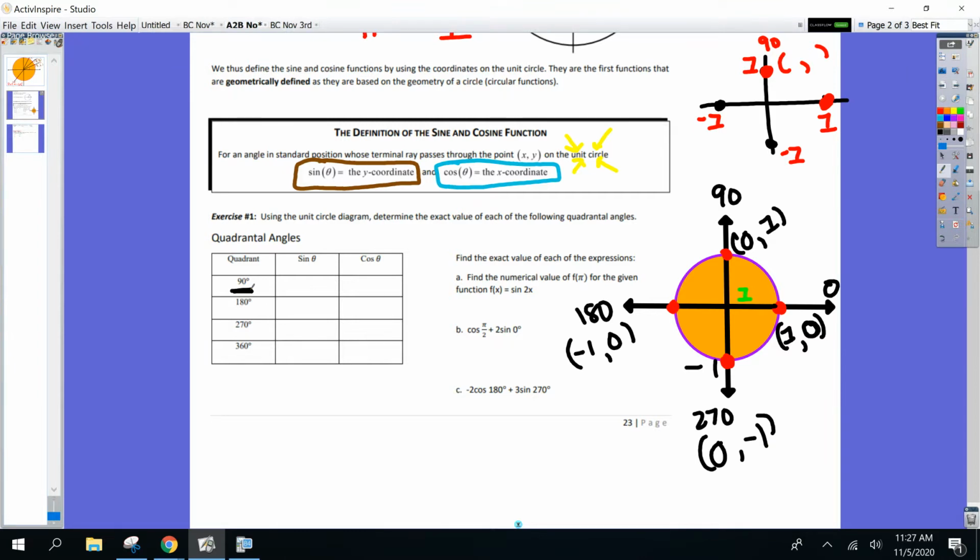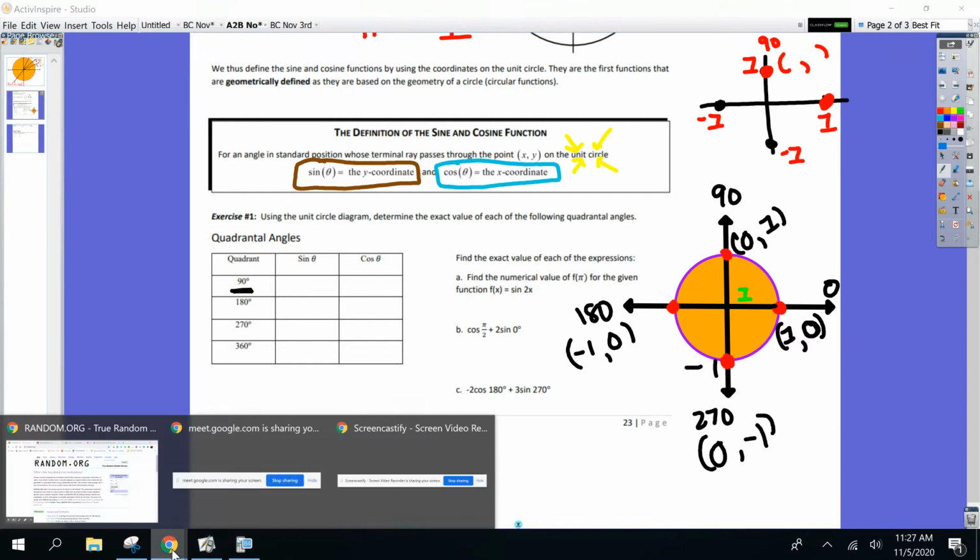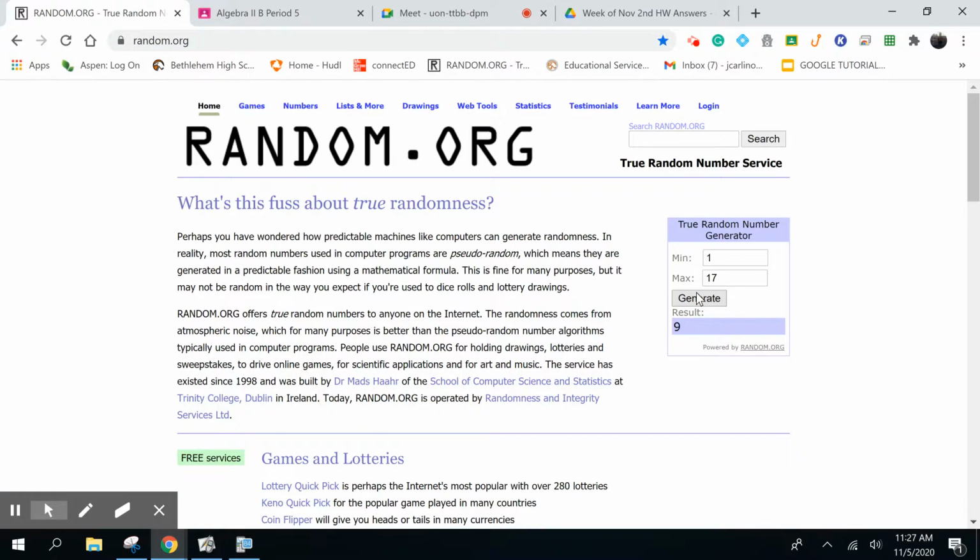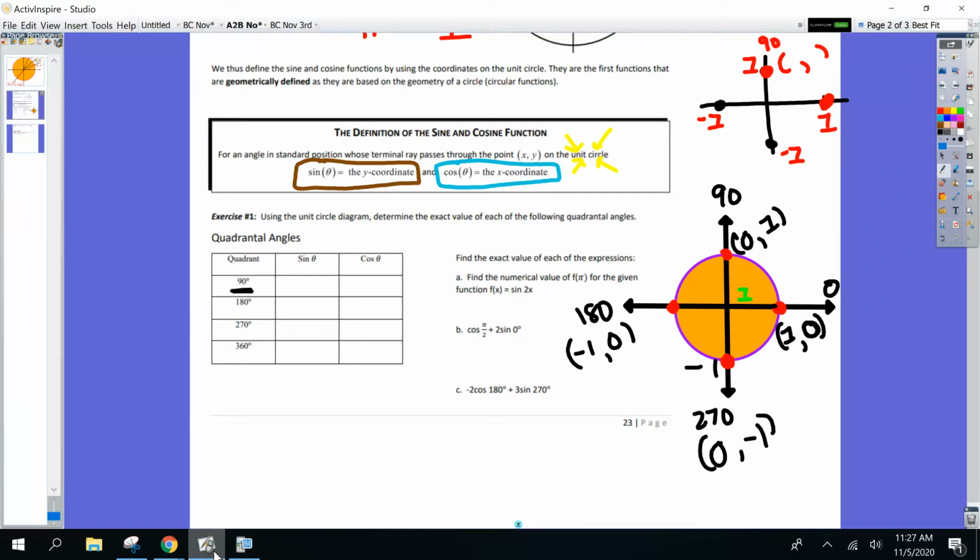Everyone look at 90 degrees. It's (0, 1) at 90 degrees. I'm looking for the sine of 90 right now. And we just went over on top which coordinate represents the sine. Is it the x or the y coordinate? Here we go, Hunter. The y. So, Hunter, at (0, 1), which one's the y coordinate? 1. So, everyone, the sine of 90 is 1.